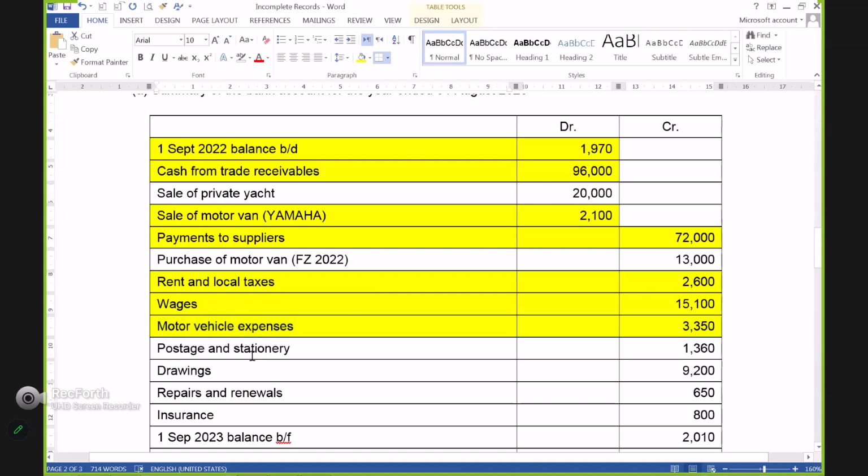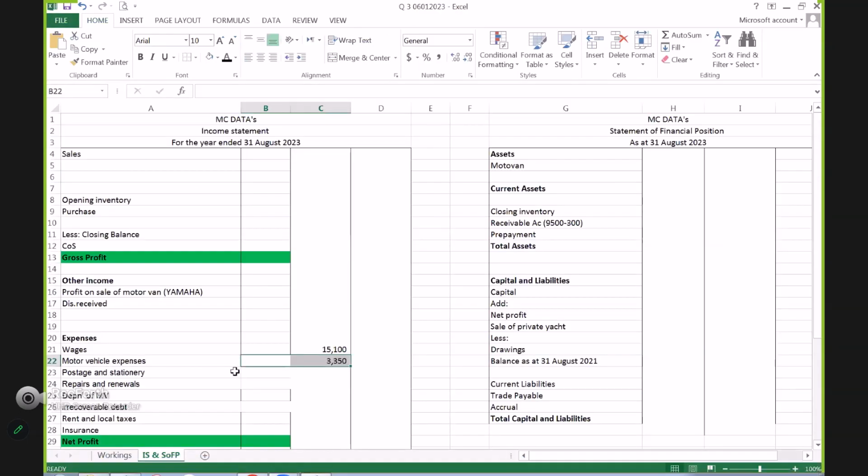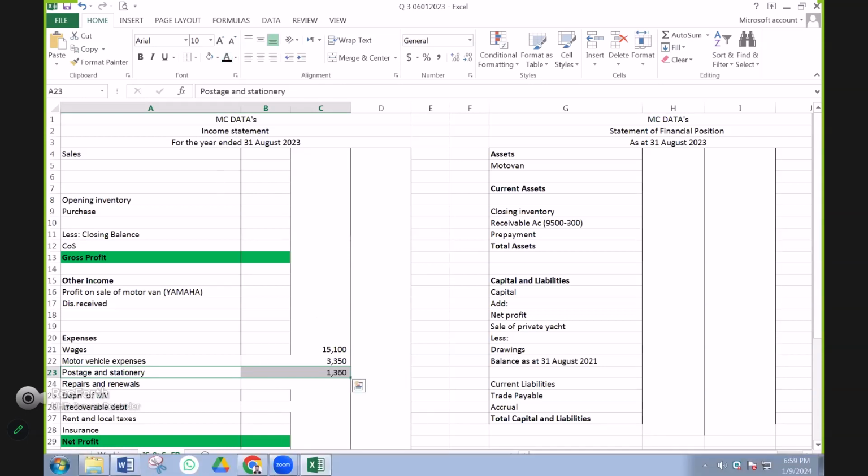What about the next one? Next one is postage and stationery. It is an expense paid by cash, 1,360. Therefore you have to enter postage and stationery account debit, bank account credit. Without any adjustment, the total amount is transferred to the income statement. So we have to transfer postage and stationery, 1,360, to the income statement.